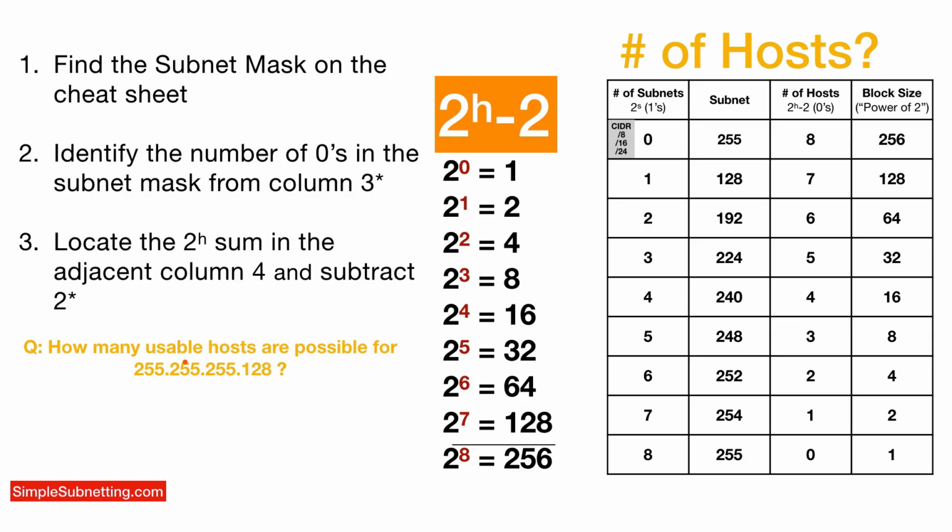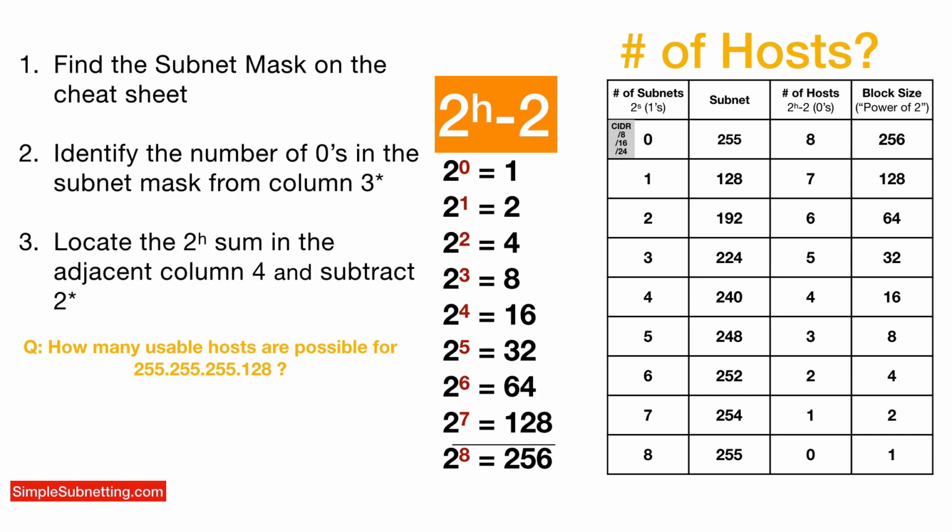So for example, how many usable hosts are possible for 255.255.255.128? So we find 128 on the chart, and there are 7 zeros in this subnet mask. So 2 to the 7th is 128. You just look across, and then you minus 2. So that's 126. So there you have it.